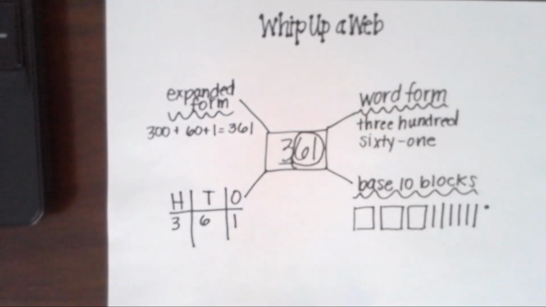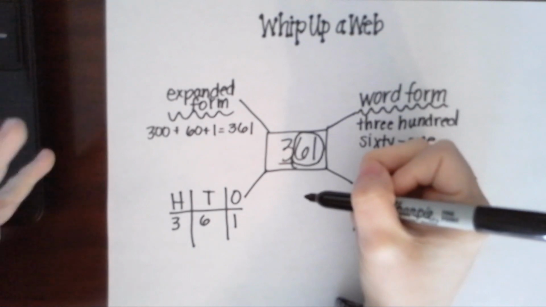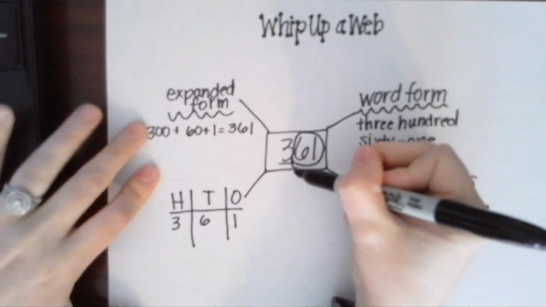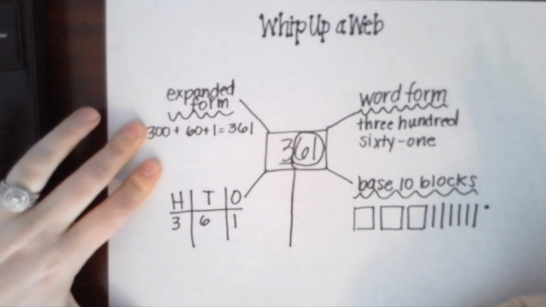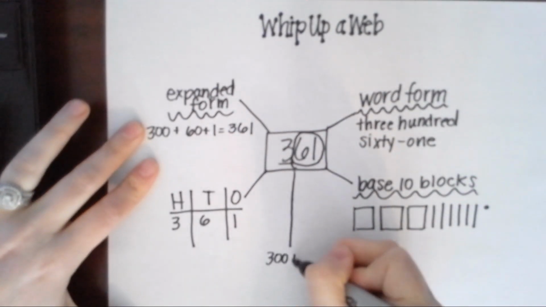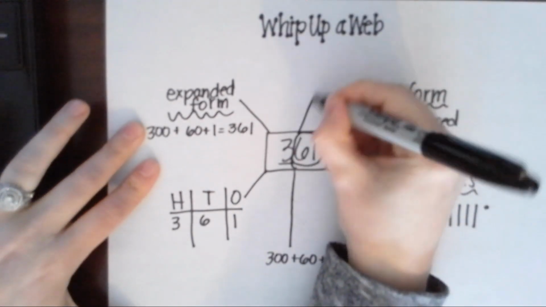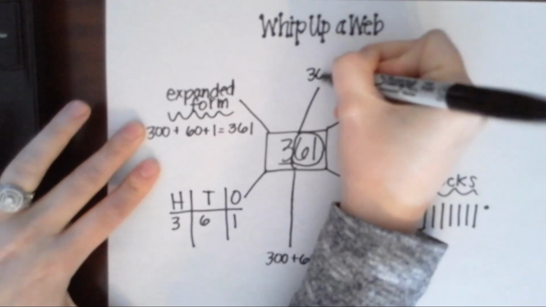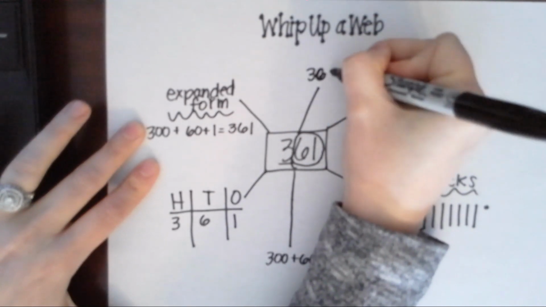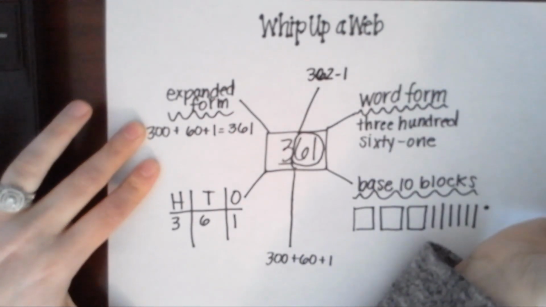Now, another thing that you can do to show 361 in different ways is maybe an addition or subtraction problem that equals 361. So I can go off of my web here and say 300 plus 60 plus 1. Or I could say 362 minus 1 is 361.